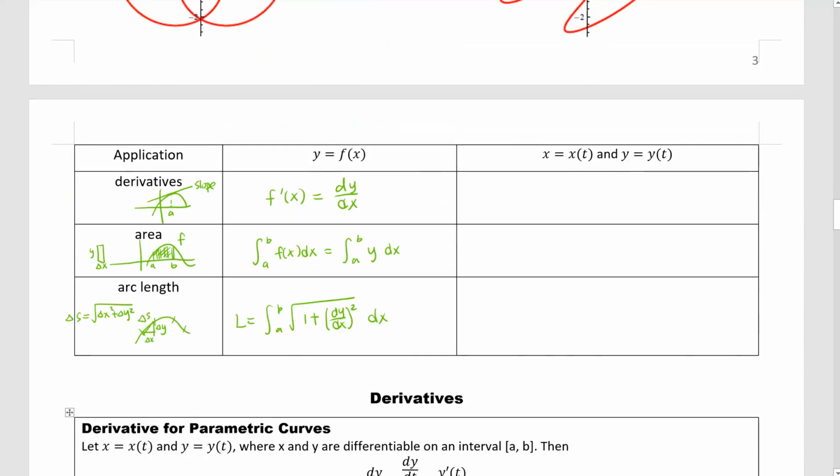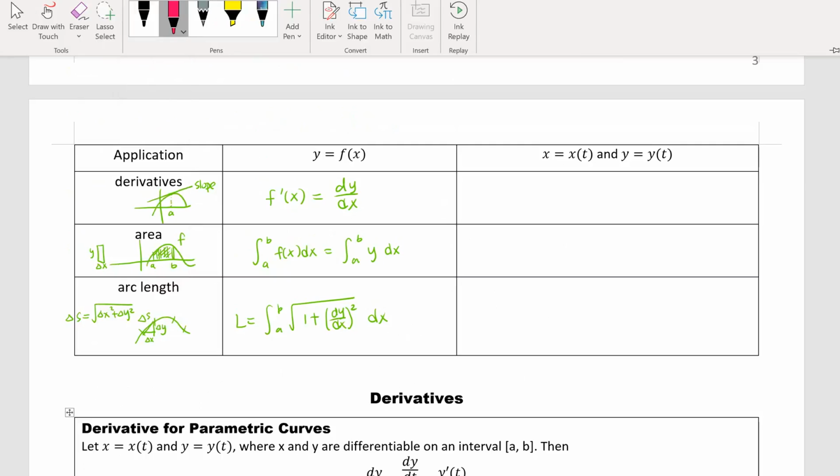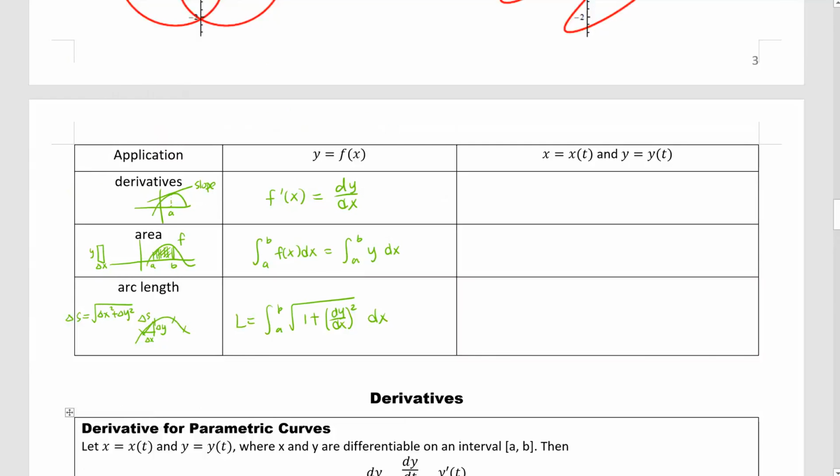So what is our formula? Let's use a different color pen. Which color do you like? You like pink? Yes. Alright, so the derivative is then dy dt over dx dt. You can see here we have dy on top and dx on the bottom, so it's like that. So y prime of t over x prime of t. Okay, so that is the derivative formula.